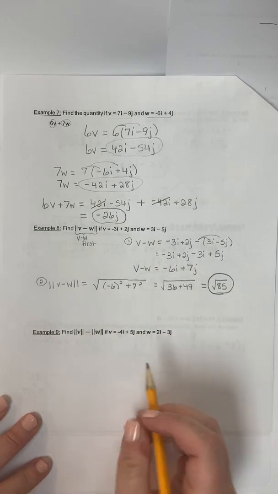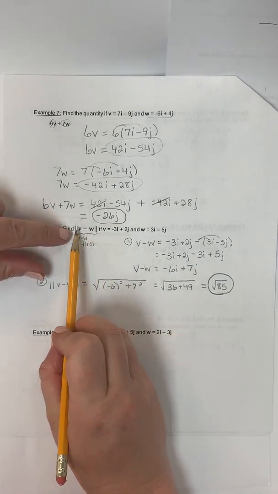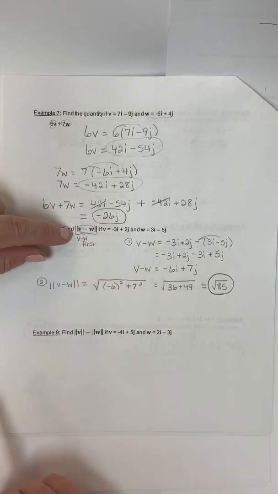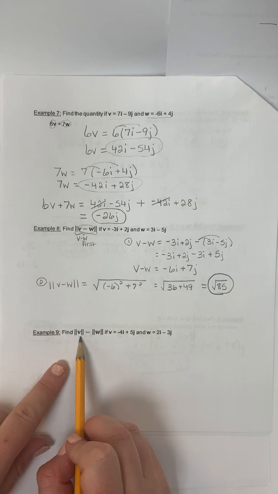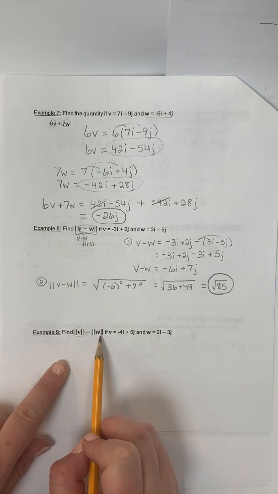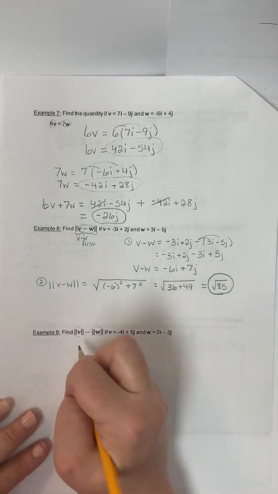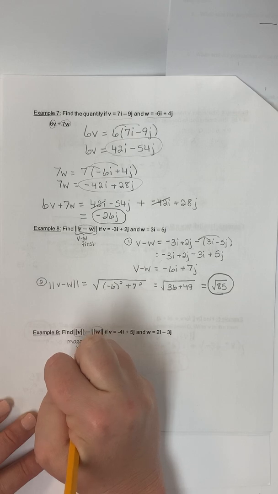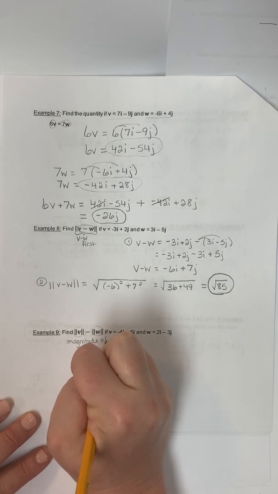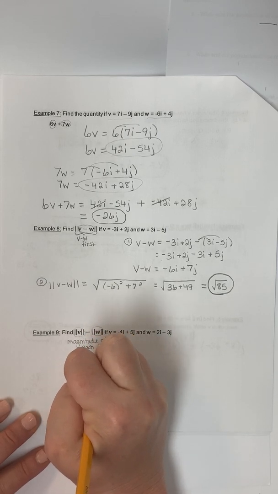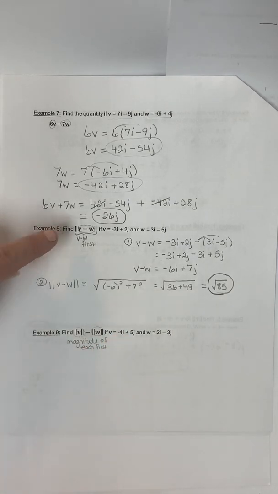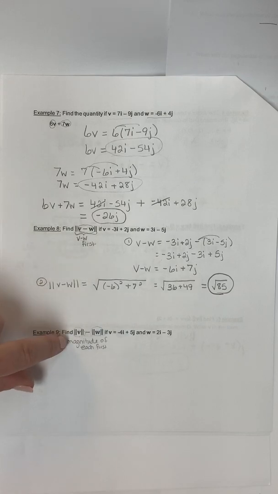Okay, example 9. Now notice the difference here. Here we found v minus w and then took the magnitude. Here they want the magnitude of v, the magnitude of w, and subtract. So here we're going to find the magnitude of each first. That's the key. Okay, so make sure you can see the difference in these two.